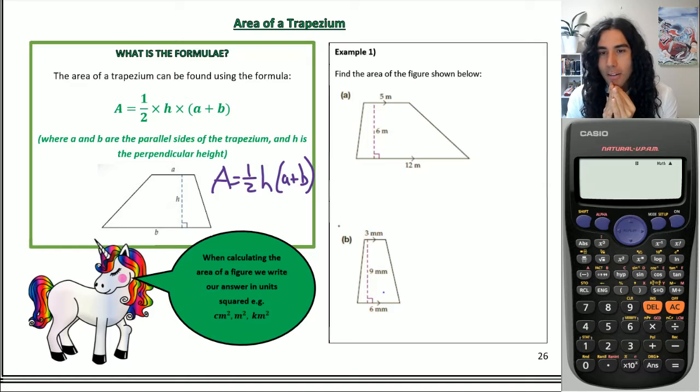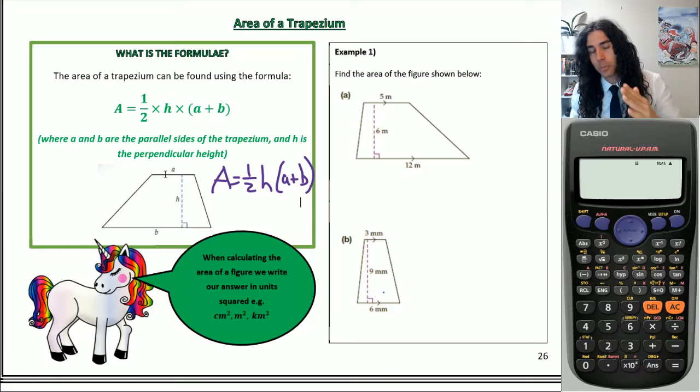Half times the height times the a plus b. Brackets. That's what's new here. You've got to do the brackets first. So when we're doing these questions, the calculator is going to do all of it for us. But you have to add first, then do all your multiplying. So half, and height is the distance between the top and bottom.